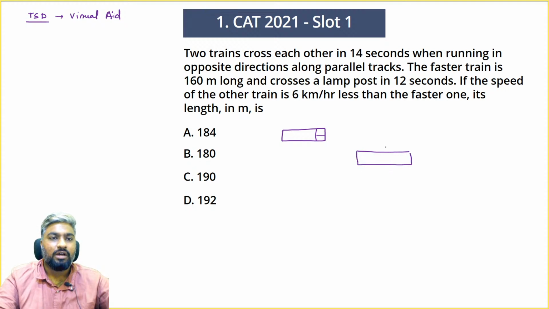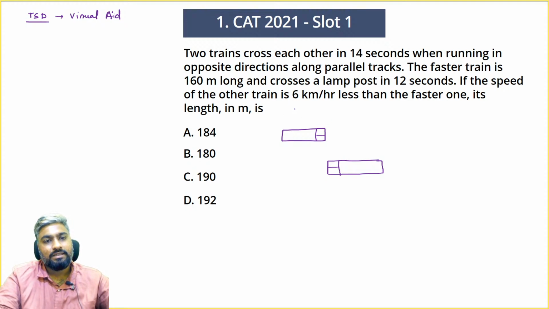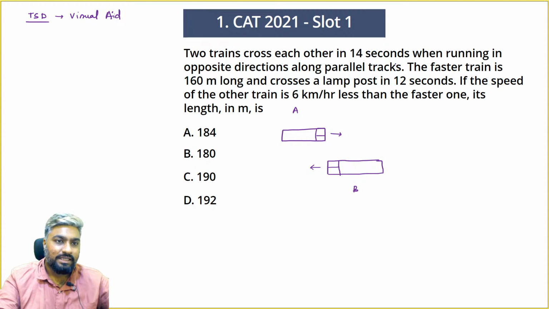Now since we are not talking about any distance between the trains, this basically means that their engines must be aligned. Their engines must be in a straight line. If they tell you there is some distance between the engines, then that's okay, otherwise aligned. Let's say this is train A, this is train B, this is moving in this direction, this is in another one. They cross each other in 14 seconds.